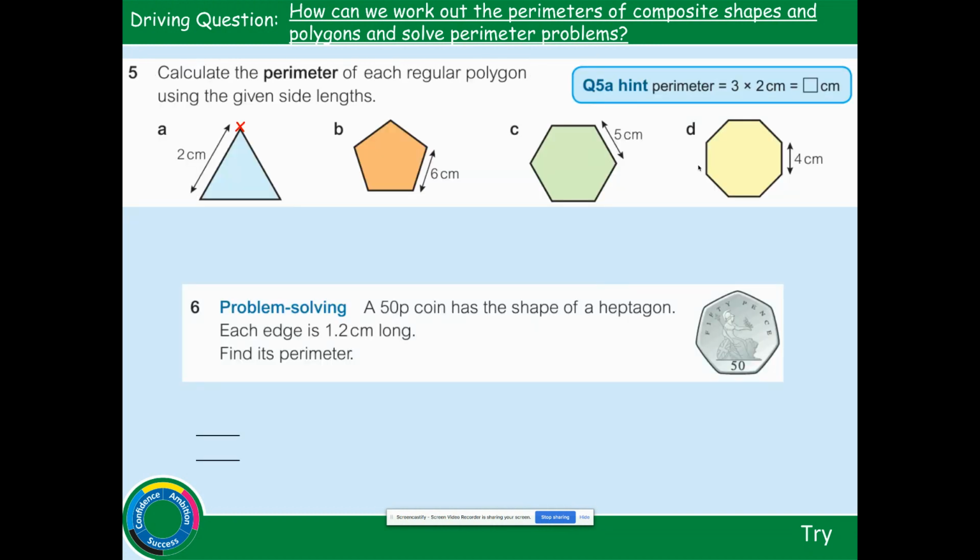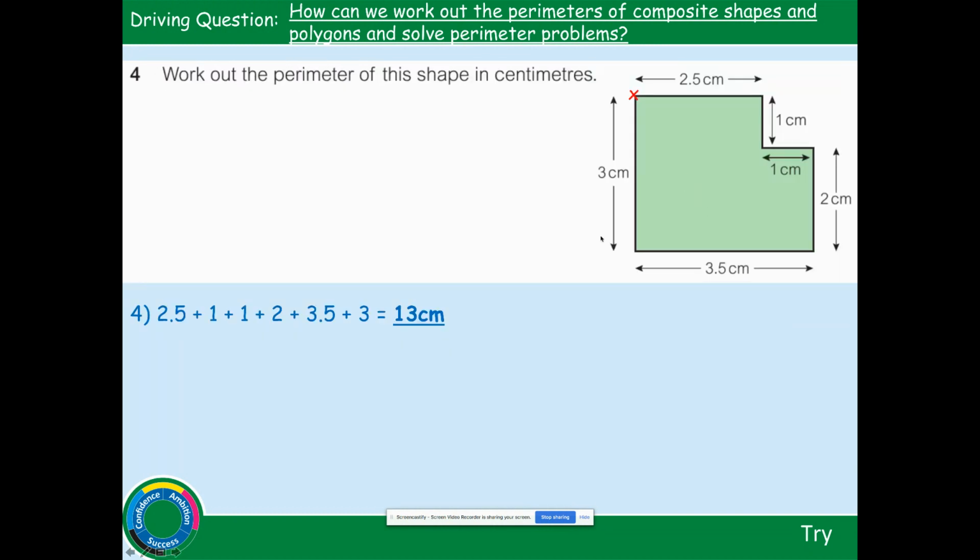Okay, if I add them all up, I'm going to look at my halves as my 0.5s first. So 2.5 add 3.5 is going to be 6. I've got 3 add 2 is 5, and those 2 halves make another one. So that's 6, 7, 8, 9, 10, 11, 12, 13. 13 centimetres is the perimeter around that shape.